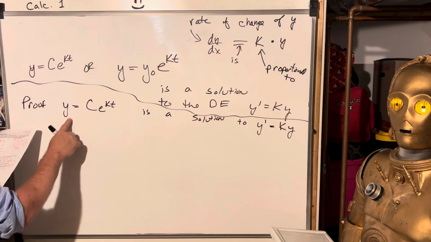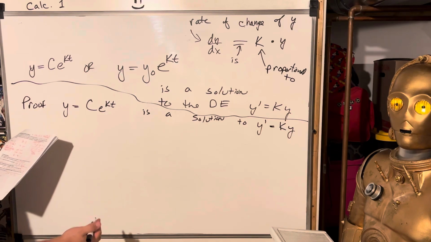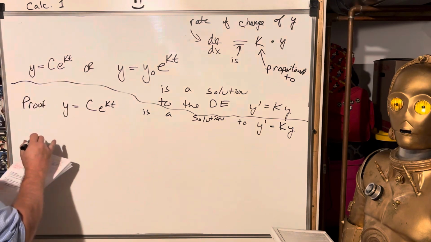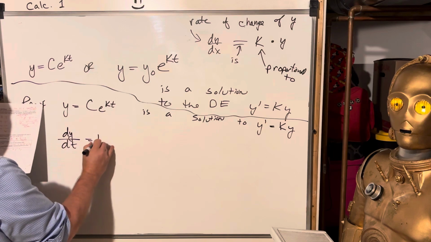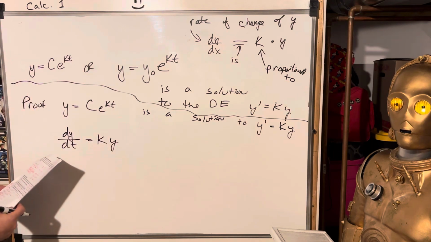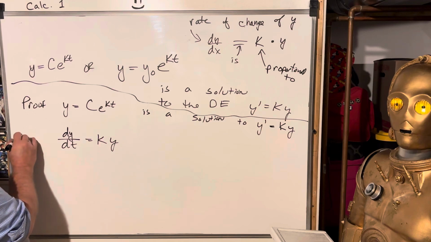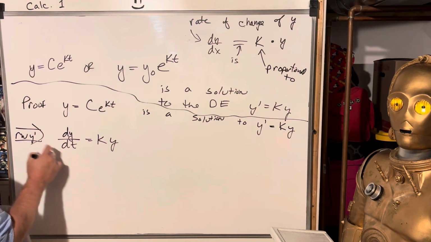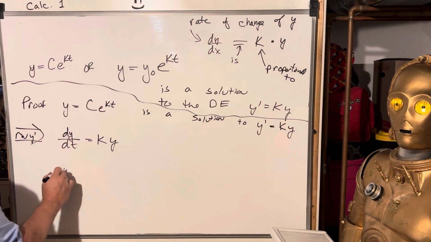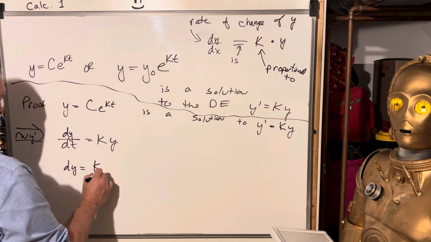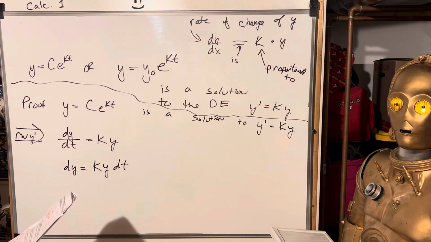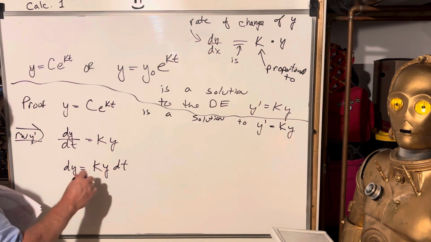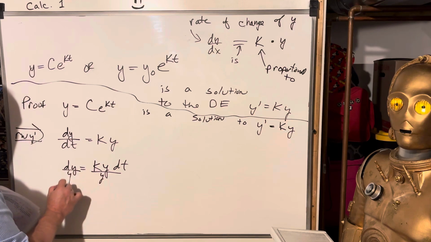So let's first rewrite this as dy dt equals ky. All right, so rewrite y prime is the first thing. Now let's make it dy is equal to ky dt. So multiply both sides by dt. And then let's divide. Remember, we want the separation of variables a little bit here. We want the y's over here.